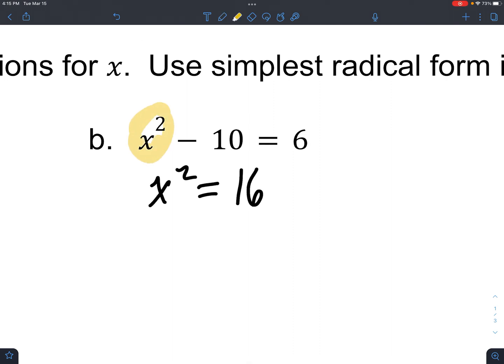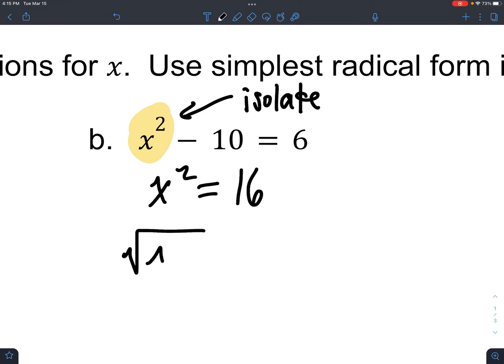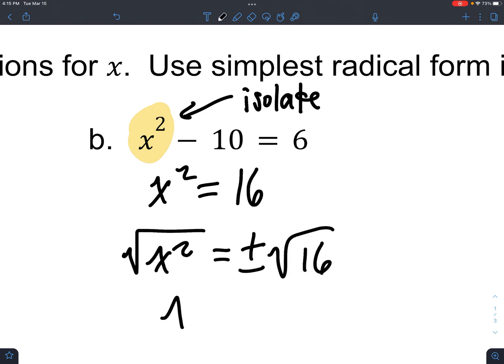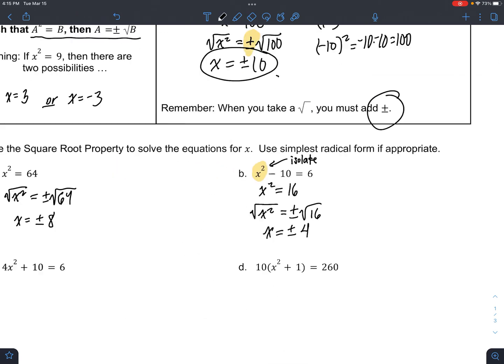Isolate the x squared. I'm going to say that quite a few times today, because if we can isolate the x squared, we can take the square root and be done, as long as it goes in nicely and we don't have to simplify. But the square root of 16 is 4. So either 4 or negative 4 could make this equation true. Okay?